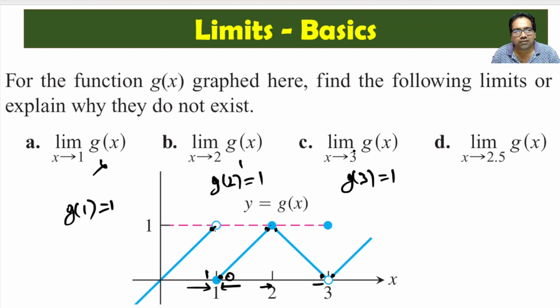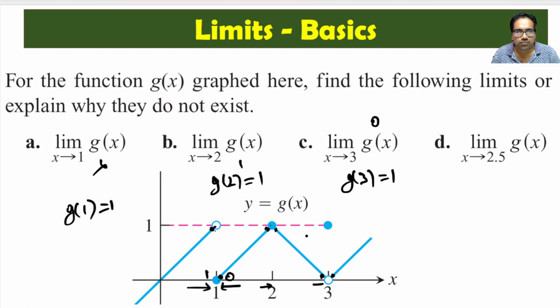Limit is not based on the value of the function. The limit of a function is based on how the function behaves as we get close to x equals 3. Right, that is the limit. It doesn't actually matter what g of 3 is. So here, this limit is equal to 0. Okay, g of 3 is equal to 1, that doesn't matter. But the limit is equal to 0.